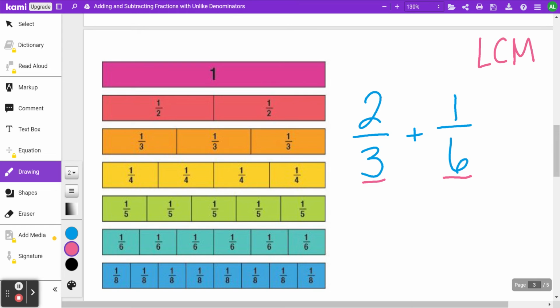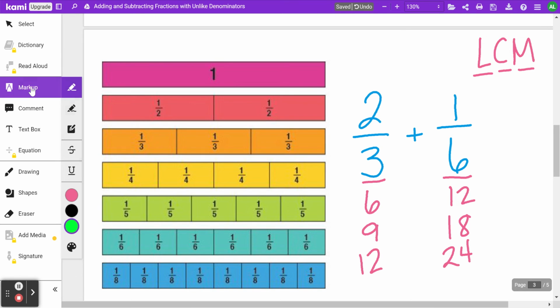So we need to list our multiples of 3. Our multiples of 3 are 3, 6, 9, and 12. We're going to start there. And then for 6, we have 6, 12, 18, and 24. But what I notice here is this says least common multiple. So we want the smallest number that they have in common. And in this case, that is going to be 6.